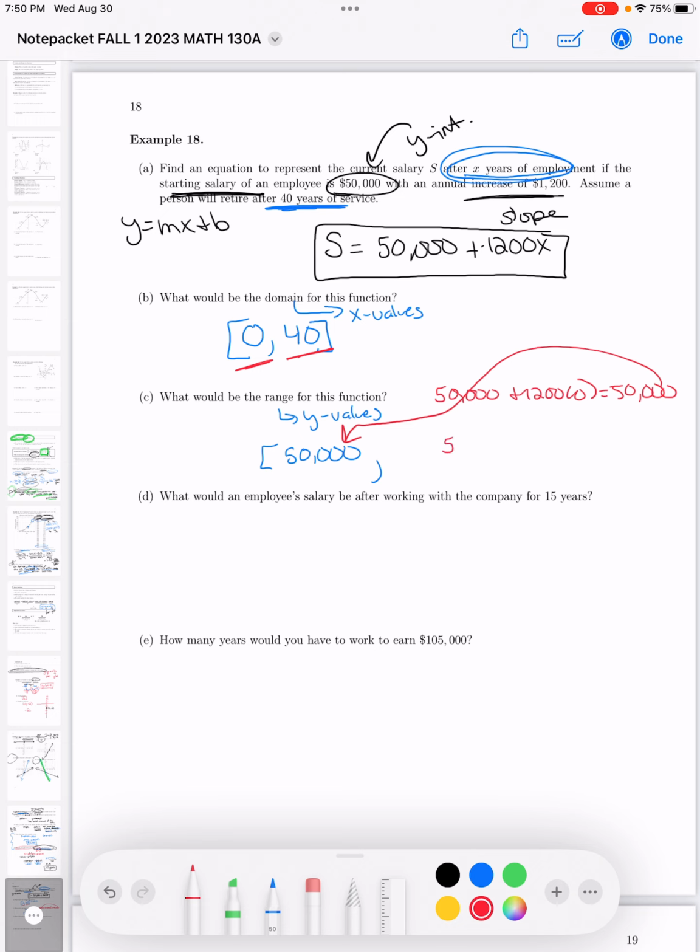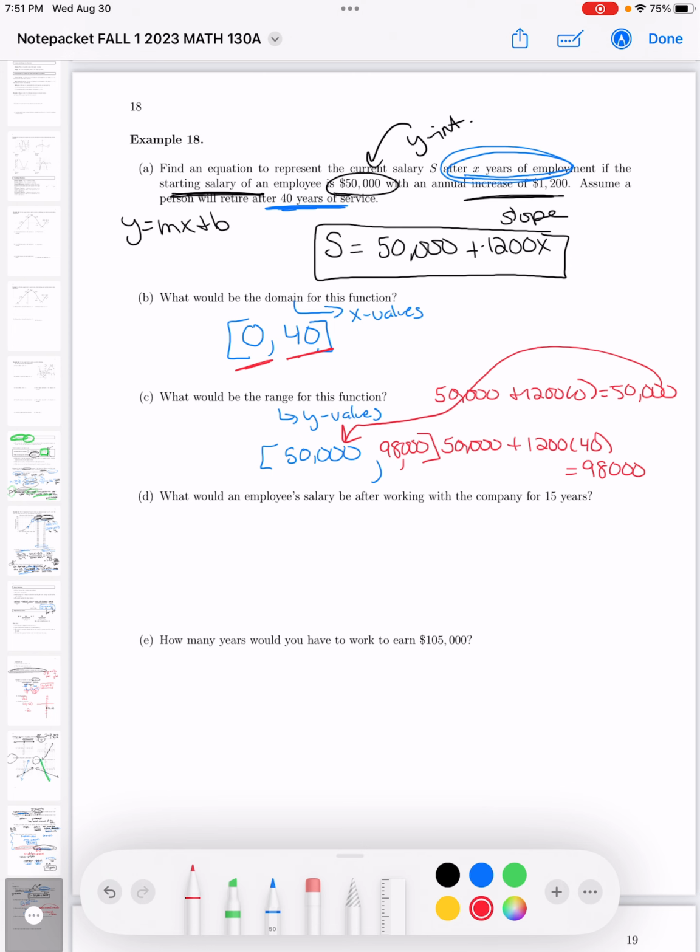Now I'm going to plug in 40. I'll plug 40 into my equation. That gets me $98,000. So that's my ending amount. So that's my range.